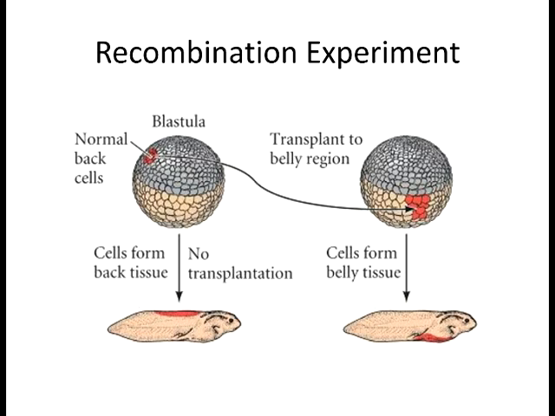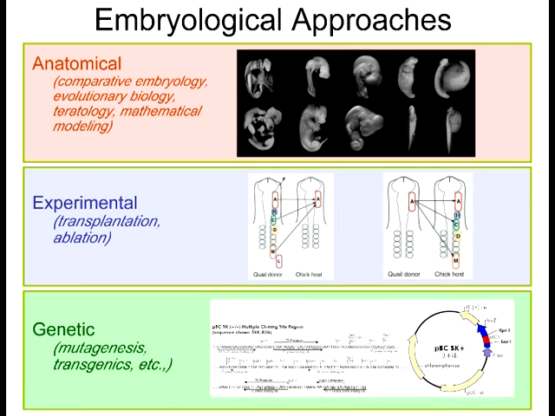Ablation is the destruction or removal of cells from an embryo to ask a particular question. Again, that's really what these experiments are doing: asking how the brain forms, how the spinal column forms, how the muscles form, and what the factors in that are. Now, the genetic approach is the one that's most commonly used today and gives us the most information. We still do experimental and anatomical approaches, but genetics is where it's at. That's where I spent most of my PhD work, on genetic changes.